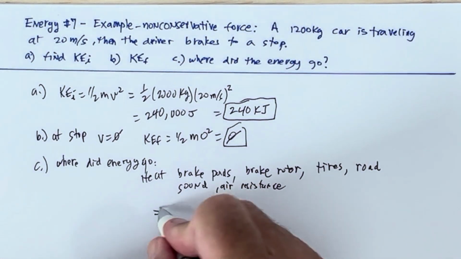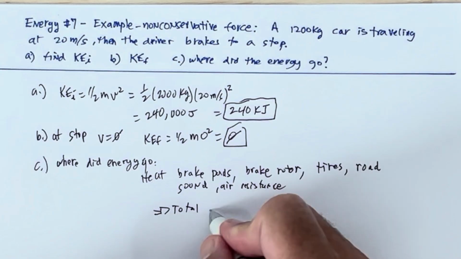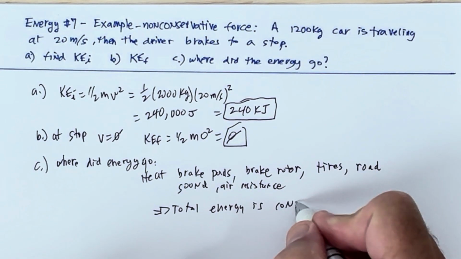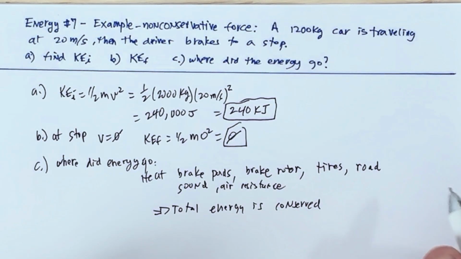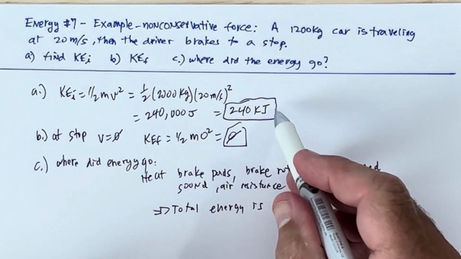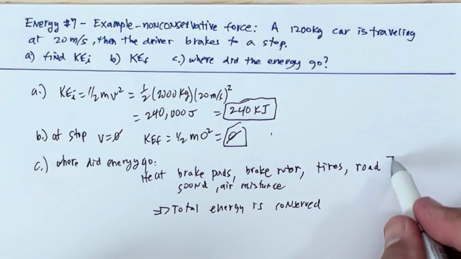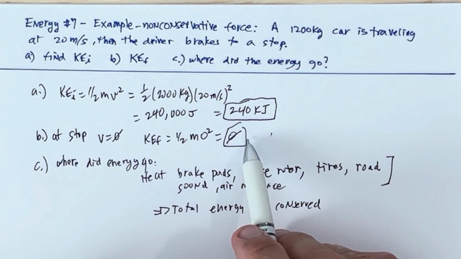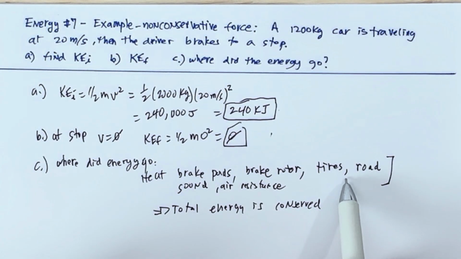But the total energy is conserved, because your energy didn't disappear from kinetic energy, it got transferred to these other forms. So your kinetic energy final plus the energy that goes into all these other forms equals your initial energy. So total energy is conserved, even in the case of a non-conservative force.